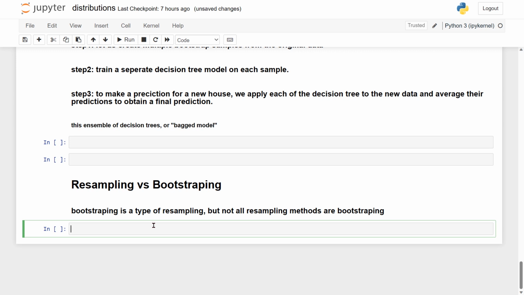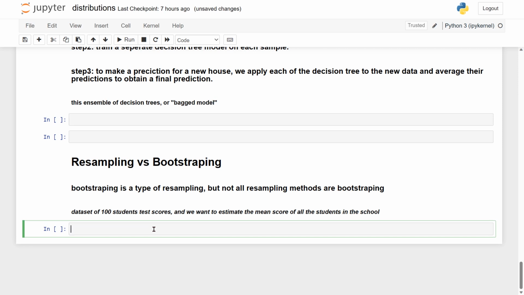Okay, so let's take one example so that you will have a better understanding between them. Suppose we have a dataset of 100 students' test scores, and we want to estimate the mean score of all the students in the school.